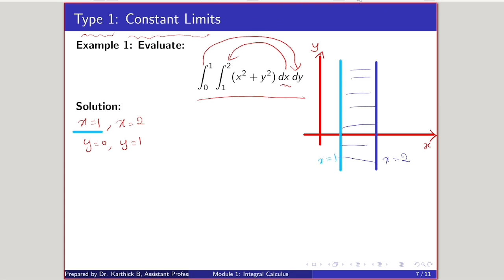Okay, now I'm going for y. So y equal to 0. This will be the same line, no? y equal to 0 will be the x-axis. And I may take y equal to 1 here.